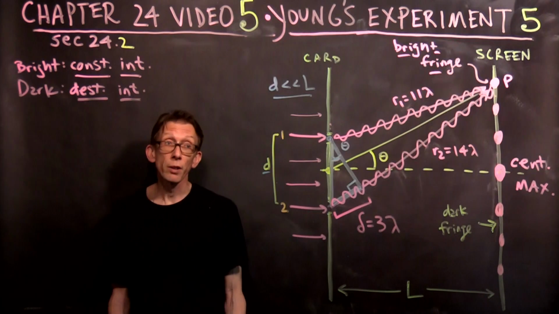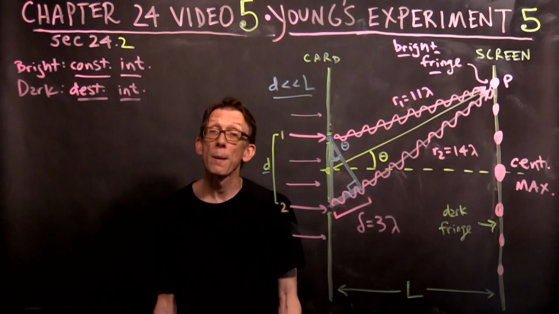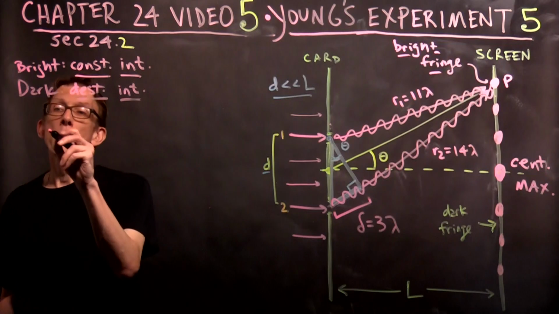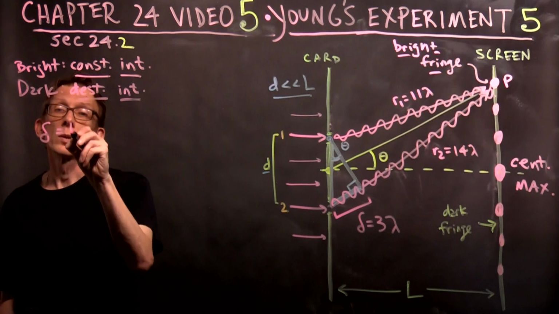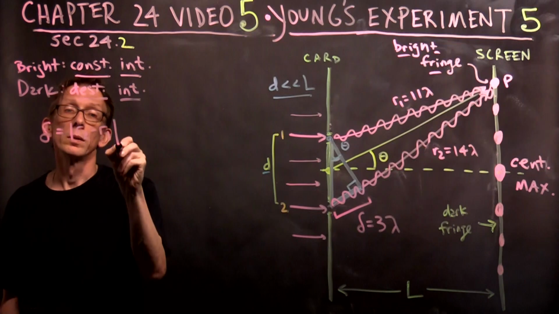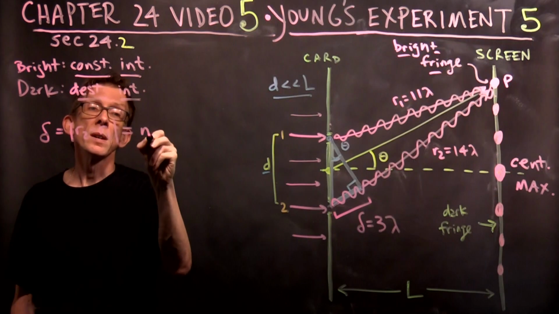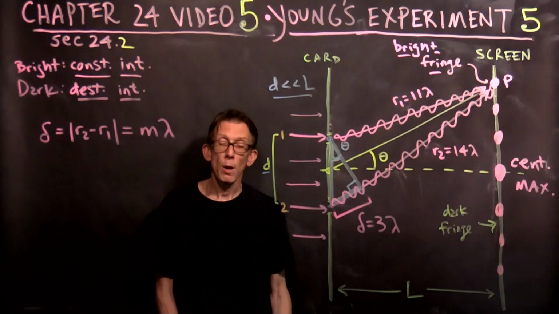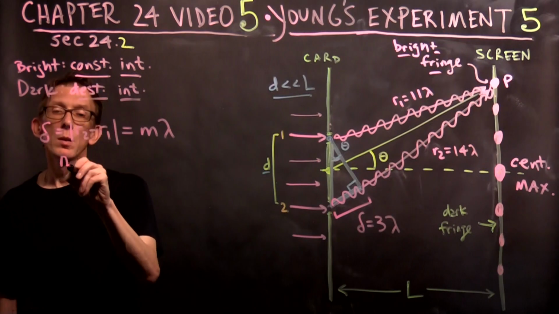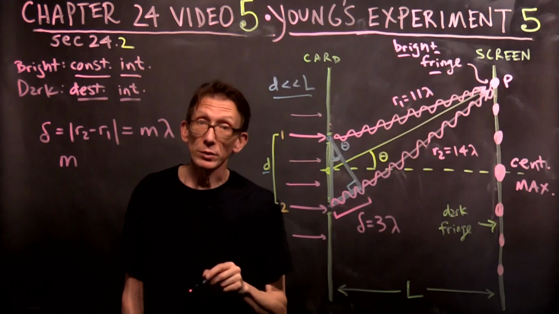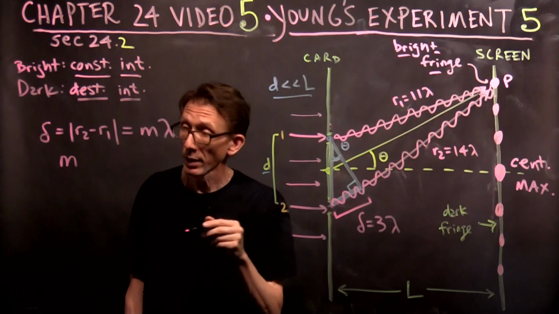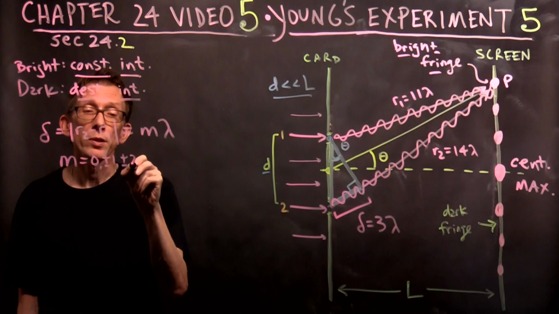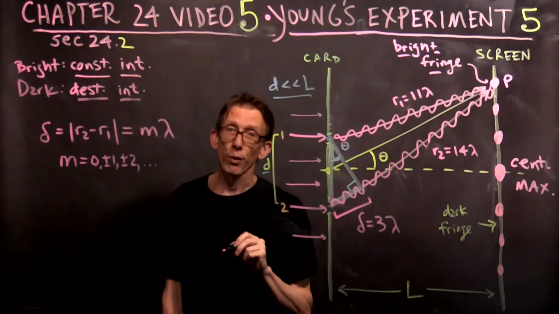Now, here's the condition for constructive interference, for a bright fringe. Path length difference, which is R2 minus R1, has to equal m times lambda, where m is an index. This is the first time we've seen an index, and it's a little bit of a confusing idea. m equals 0, plus or minus 1, plus or minus 2, dot, dot, dot. It's an integer.